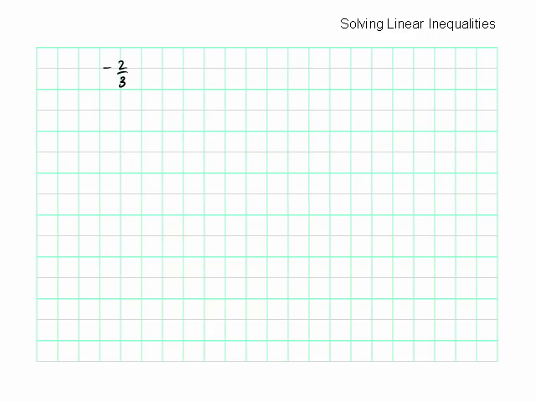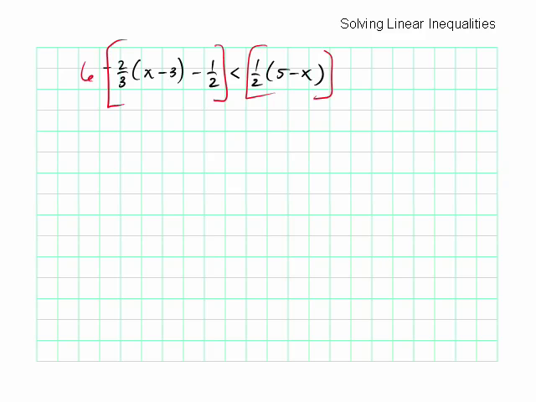Negative 2/3 times (x minus 3) minus 1/2 is less than 1/2 times (5 minus x). Now we've got fractions all over the place here, and so just like with solving an equation, I want to eliminate all the fractions first so I don't have to deal with them anymore. So we multiply both sides by the common denominator, which in this case would be a 6. I'm going to multiply this side by 6, and I'm going to multiply this side by a 6. Everything's multiplied by 6.